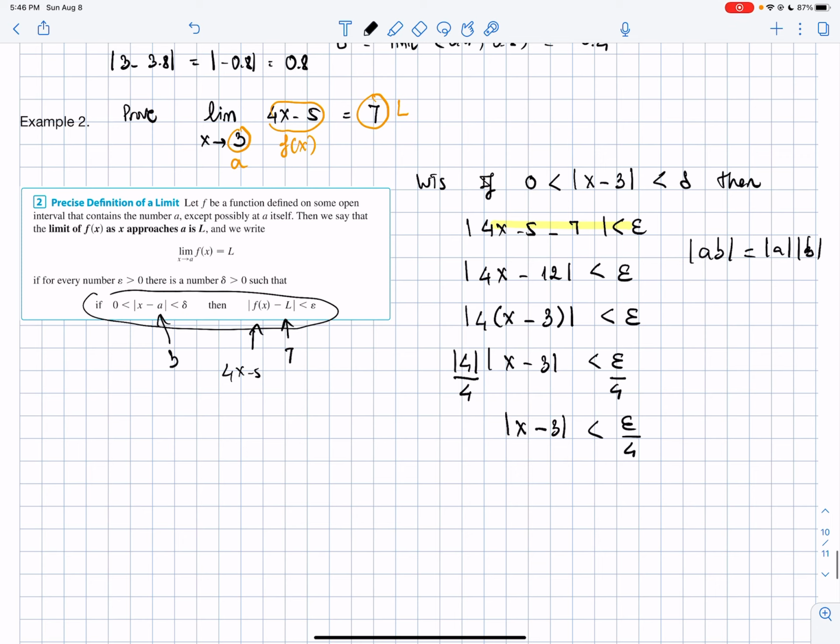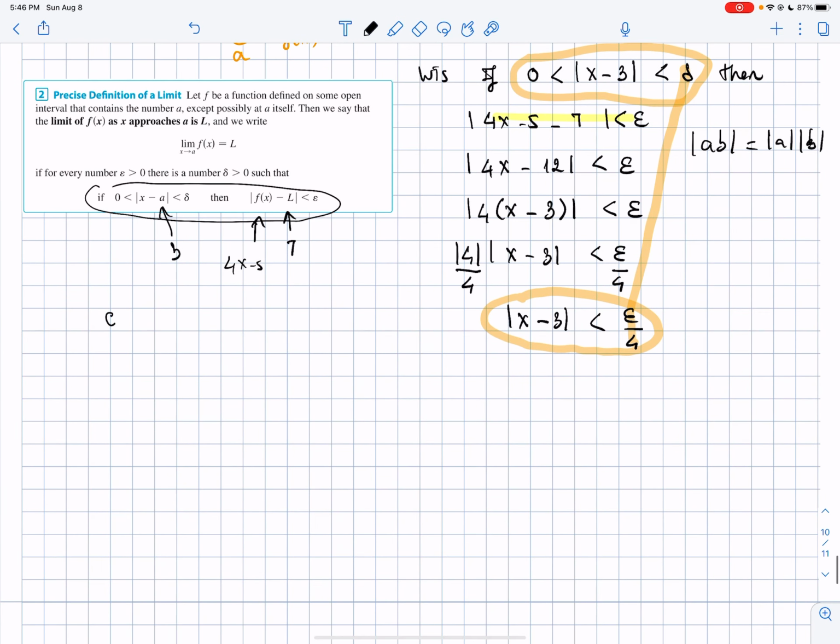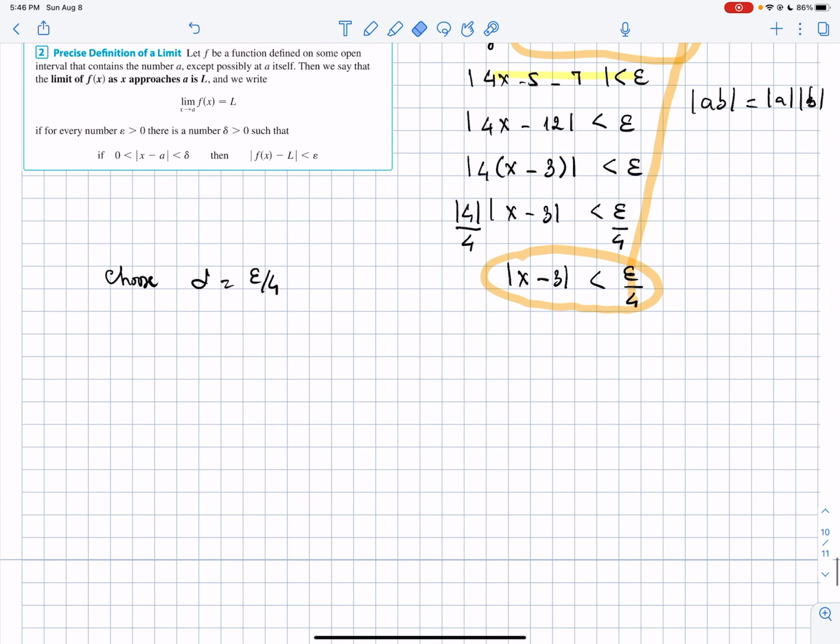Okay, so you know that this is our goal, to find the delta. So go back to the delta statement and compare this. So what can we say? We can say that we will choose delta to be epsilon divided by 4. Okay, so if the epsilon we choose is 0.1, then the delta will be 0.1 divided by 4. Okay, so now this is the analysis.